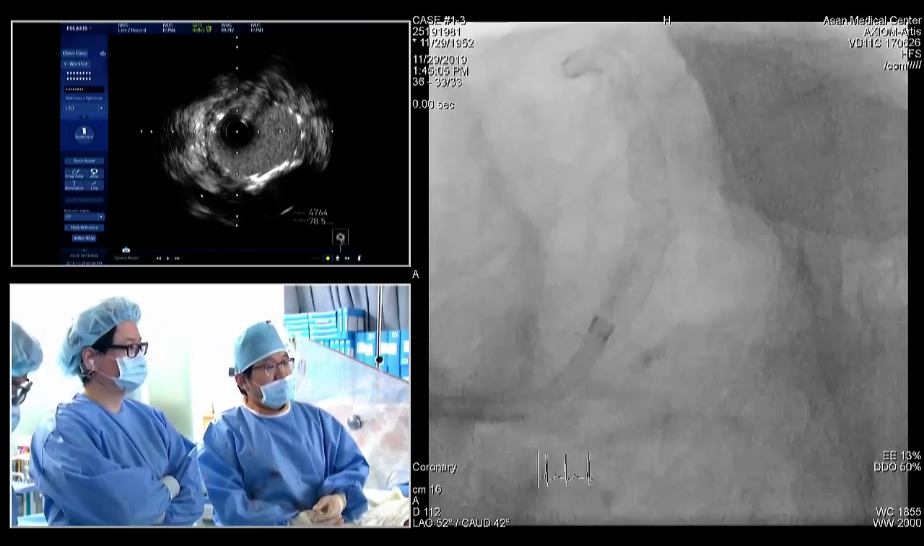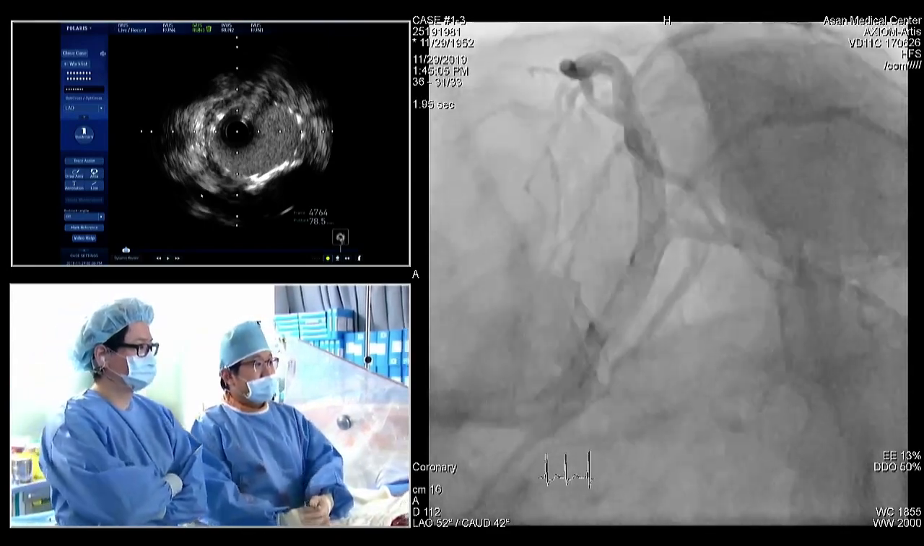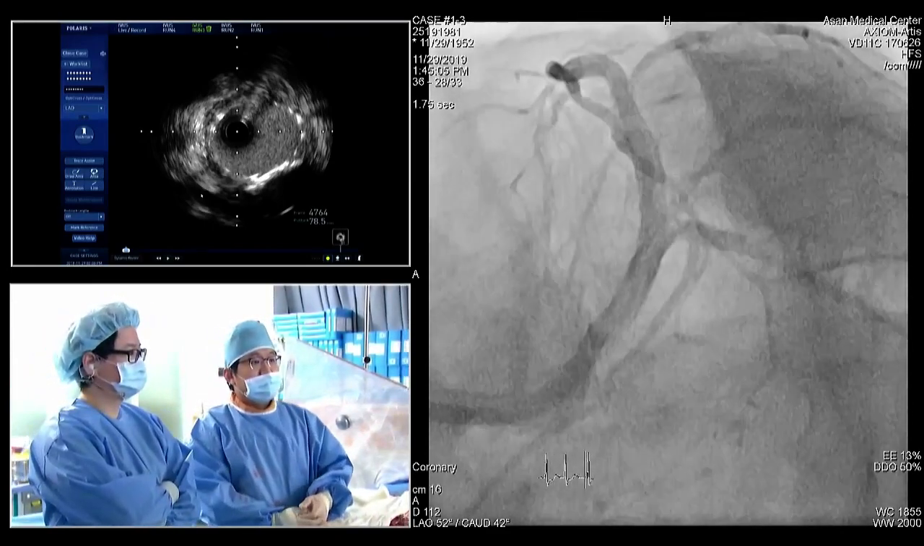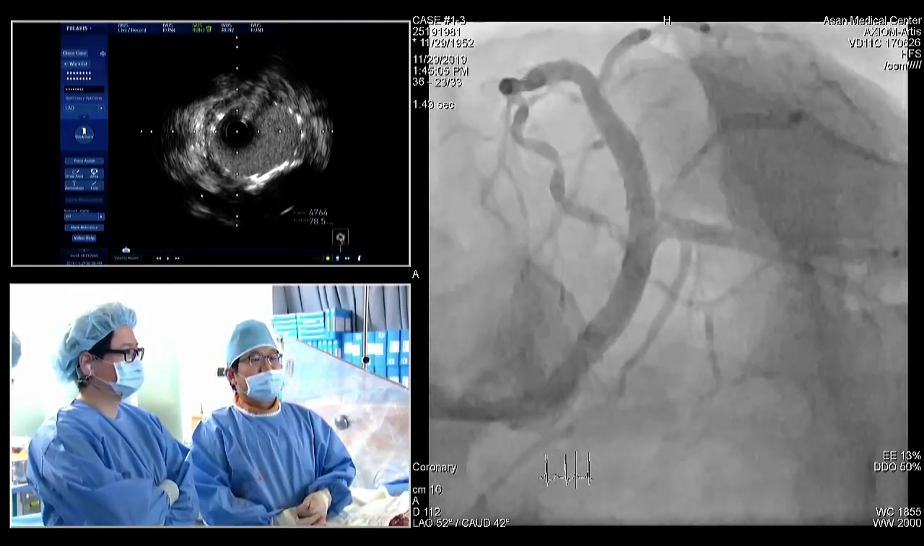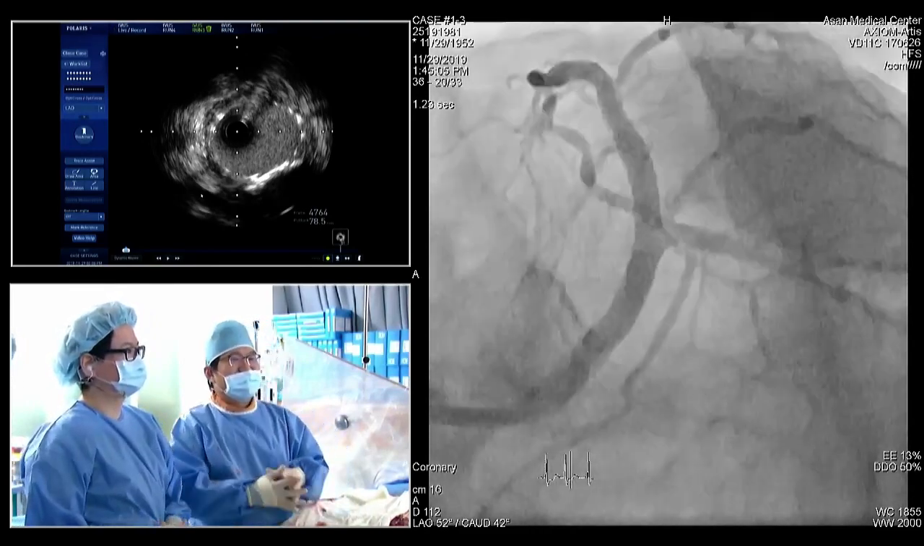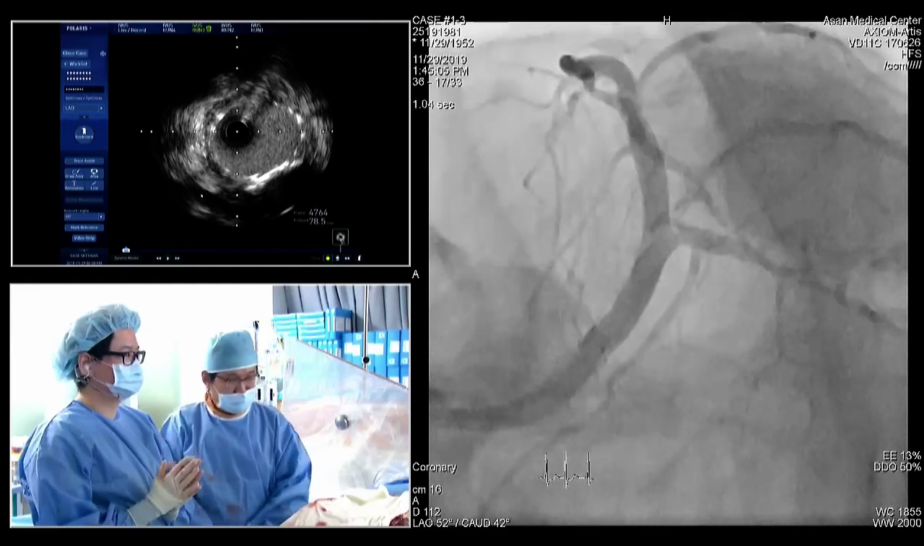Okay, so I think we are going to a different room for the case you are doing. I'm not sure exactly. Where are we going? Thank you so much, Dr. An, for this case.